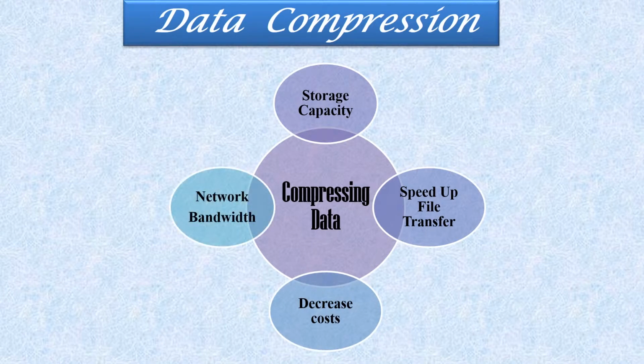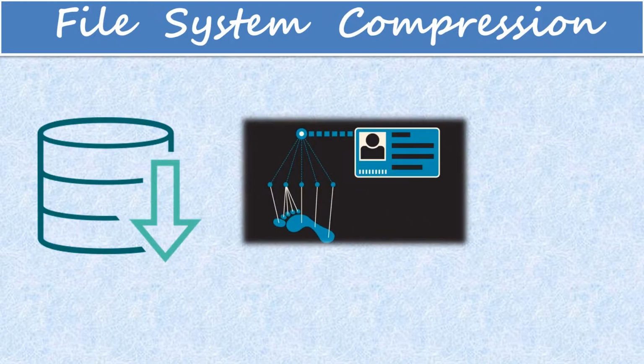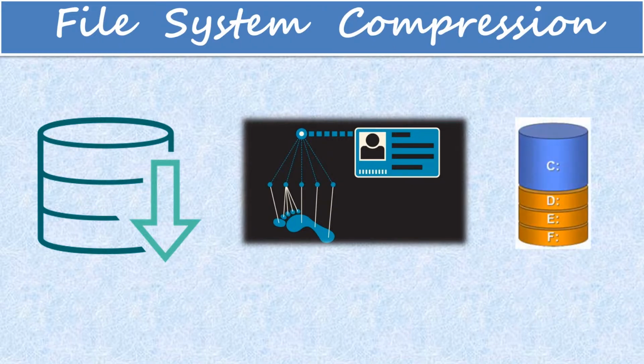There are 5 methods of lossless and transparent storage compression. Let us begin with the file system compression. To reduce the storage footprint of data, it takes a fairly straightforward approach by transparently compressing each file as it is written to the disk.